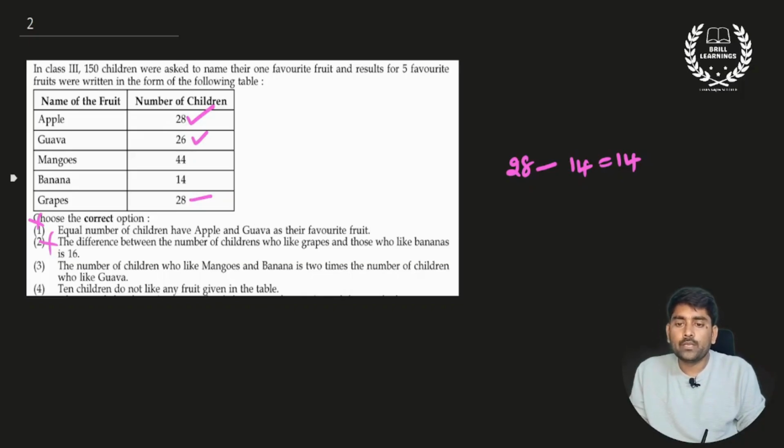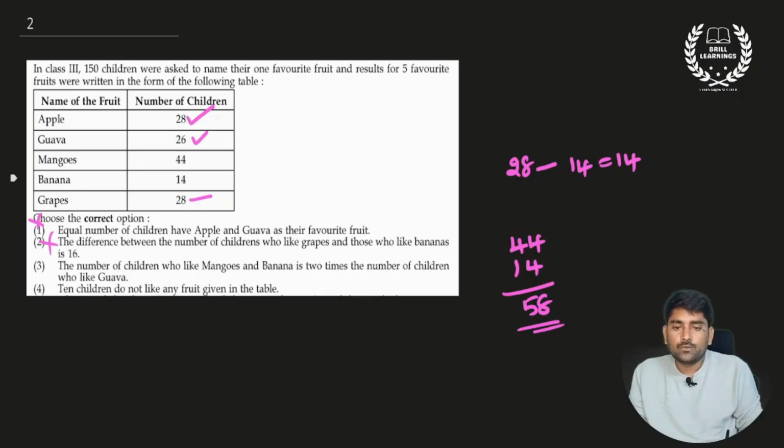The number of children who like mangoes and bananas is 2 times the number of children who like guava. Let's check that option also. First add up the mangoes and bananas numbers. Mangoes 44 and then bananas 14. Total 58. And the number of children who like guava is 26. So 58 is not 2 times 26. It gives us 52 only. So this option is also not correct.